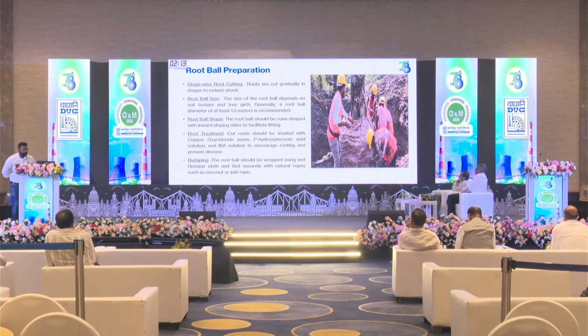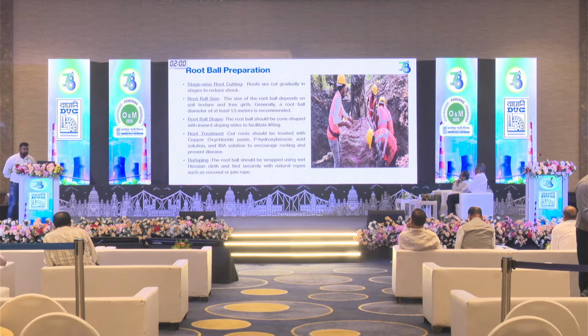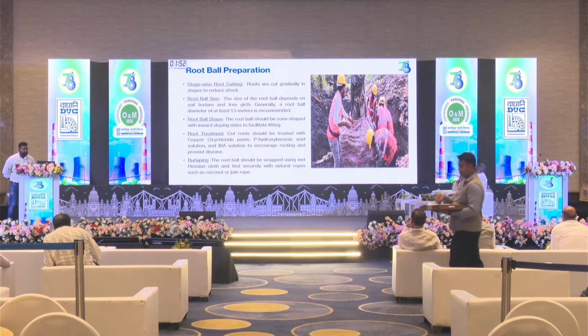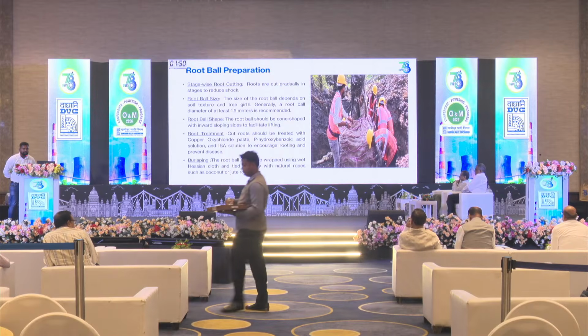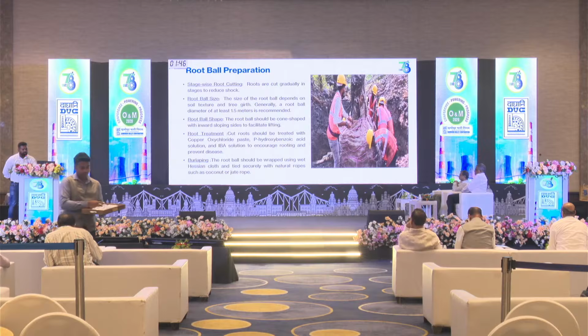Next step is root ball preparation. We have to do this job on a stage by stage basis. First of all, we have to remove the child roots, and then we go for the parental root. The root ball size should be approximately 1.5 times the diameter. Burlapping is a big step, where we use wet jute to retain the moisture during the translocation process.